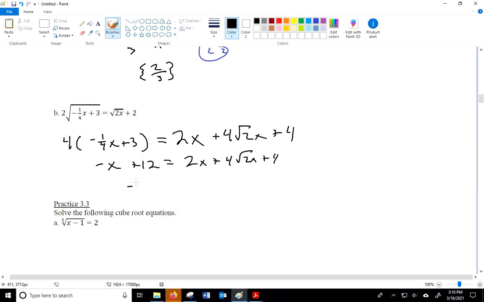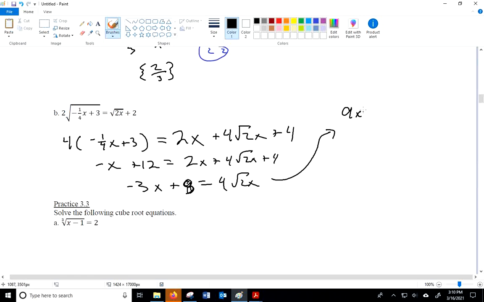And I'll just put everything together on one side. I get 3x plus 9 equals 4 root 2x. And I'll square both sides again. And I think that's correct. It did give me a 9, I believe, right? Oh, it's not a 9 at all, is it? Felt weird. Okay, 12 minus 4 is 8. Okay, now we're going to square both sides.